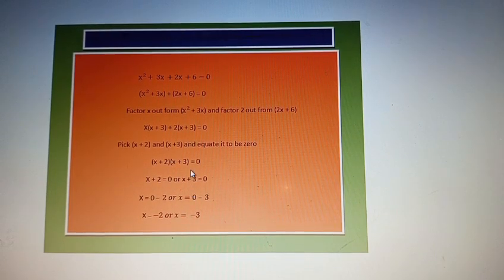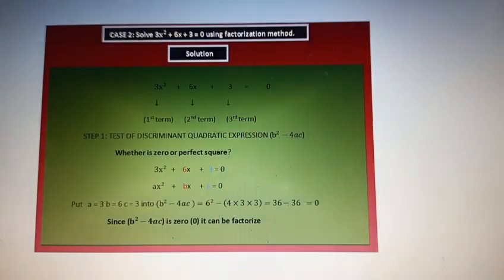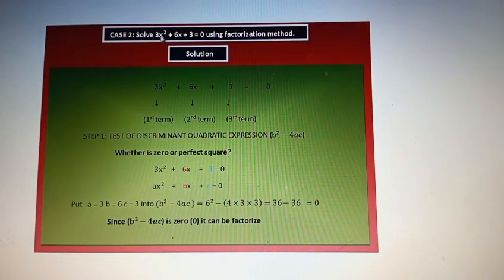This is how to solve a quadratic equation using factorization method whenever you encounter a question of this format. Case 2. Solve 3s squared plus 6s plus 3 equals 0 using factorization method. Solution: we have 3s squared plus 6s plus 3 equals 0. Our first term is 3s squared, our second term is 6s, and our third term is 3.